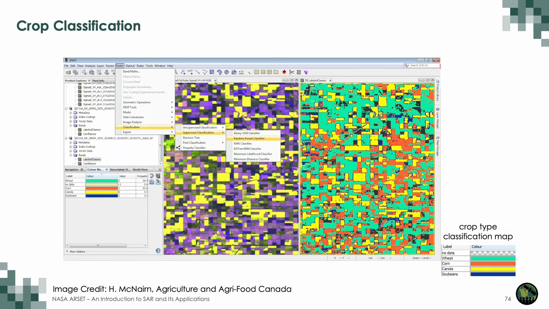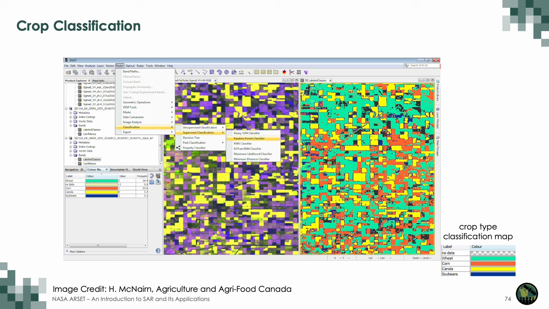The last example I wanted to show is crop classification. This is work by Dr. Heather McNairn from Agriculture and Agri-Food Canada, where she used multi-temporal Sentinel-1 SAR images to map different types of crops.